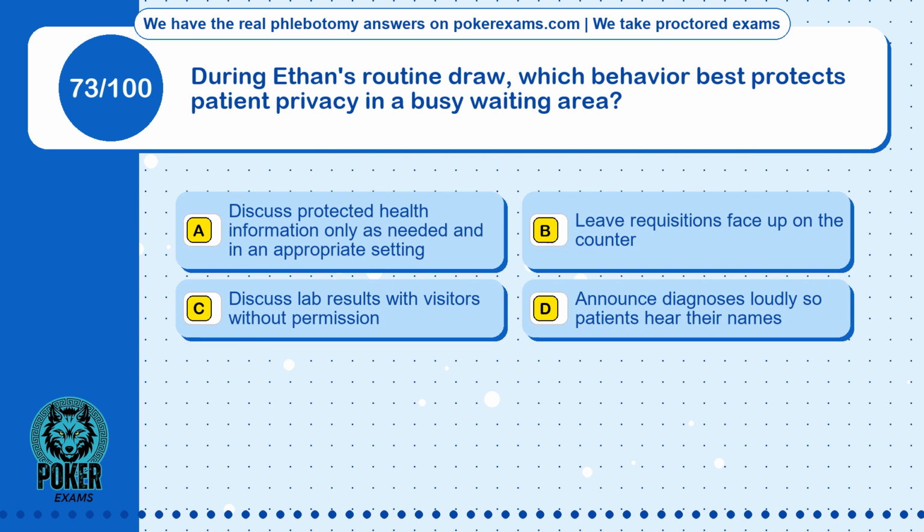Question 73. During Ethan's routine draw, which behavior best protects patient privacy in a busy waiting area? Option A, discuss protected health information only as needed and in an appropriate setting. Option B, leave requisitions face up on the counter. Option C, discuss lab results with visitors without permission. Option D, announce diagnoses loudly so patients hear their names.